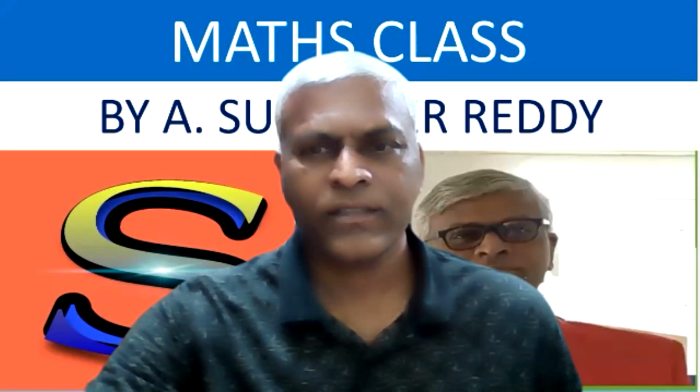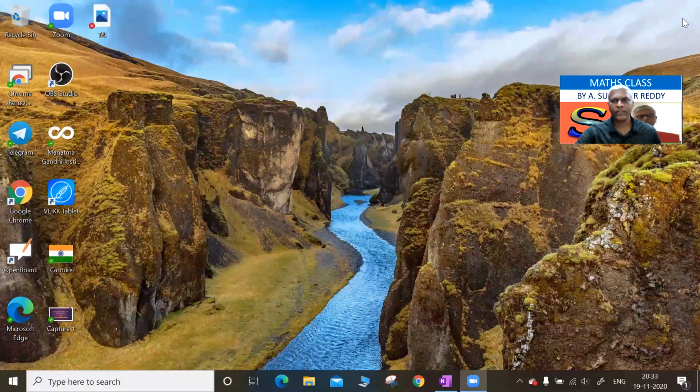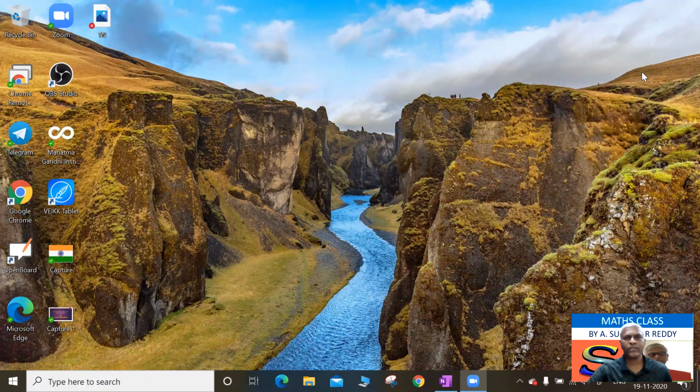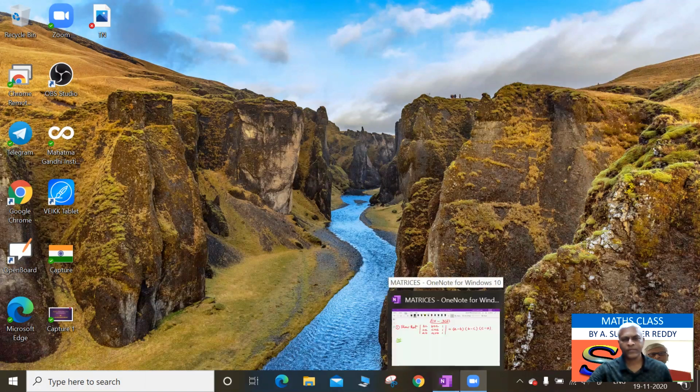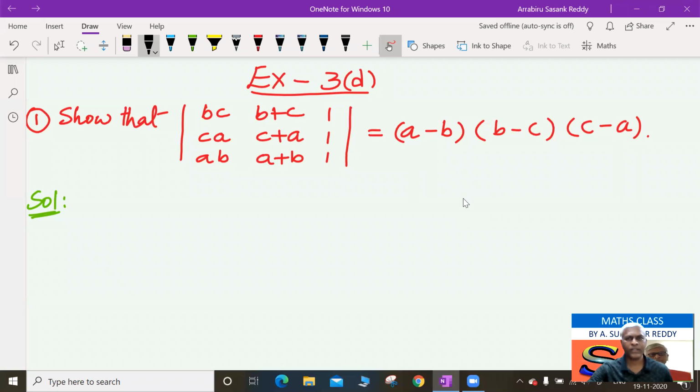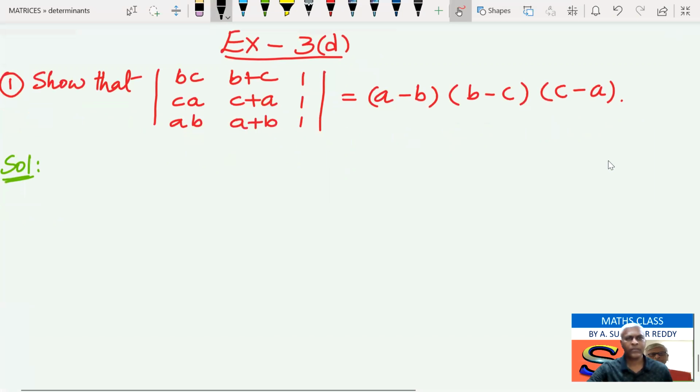In the last class, we discussed determinants, which is also a very important concept. And we did some problems based on that concept. So in continuation, let us practice some more problems from exercise 3D. These are long questions. Exercise 3D.